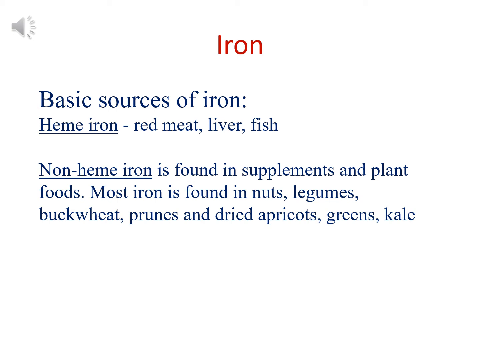Iron exists in two forms, heme and non-heme. Heme iron is associated with a large organic molecule that holds it. In the intestine, it is absorbed much more efficiently than non-heme iron, which is inherent in plant products. The main sources of heme iron are red meat, liver, fish. Non-heme iron is quite poorly absorbed. In the alkaline environment of the small intestine, iron forms an insoluble precipitate of iron hydroxide and becomes inaccessible. Non-heme iron is found in supplements and plant foods. Most iron is found in nuts, legumes, buckwheat, prunes and dried apricots, greens, and kale.